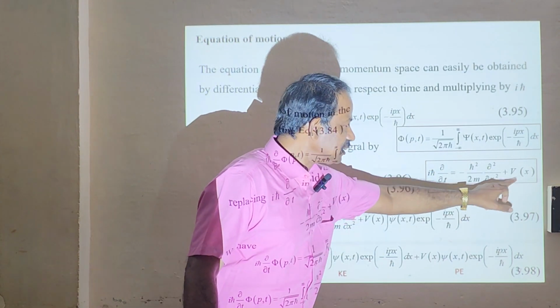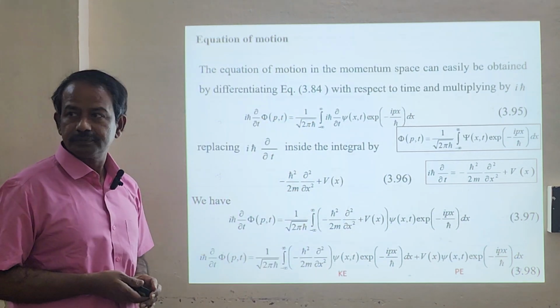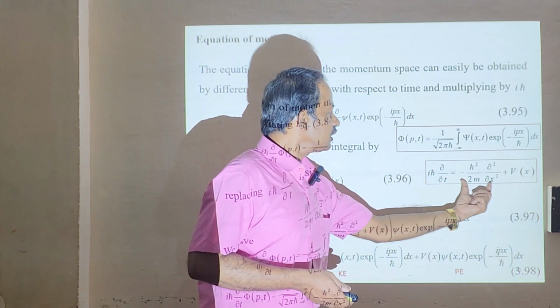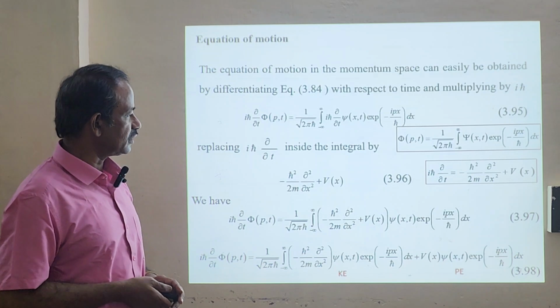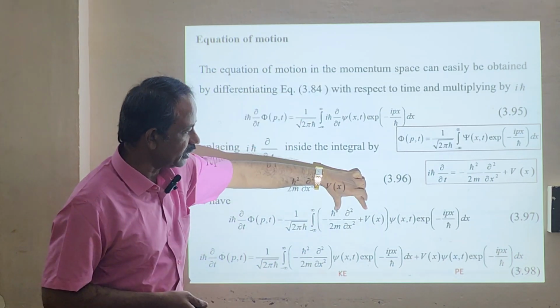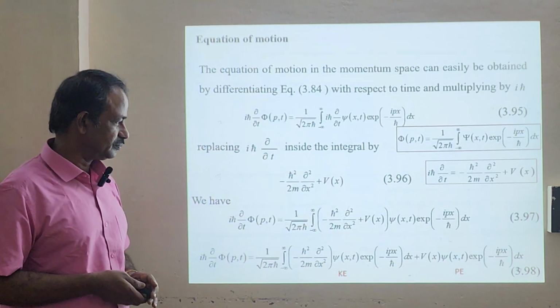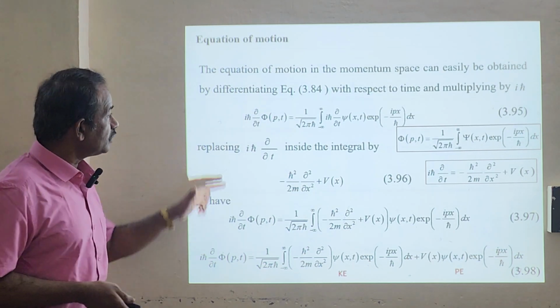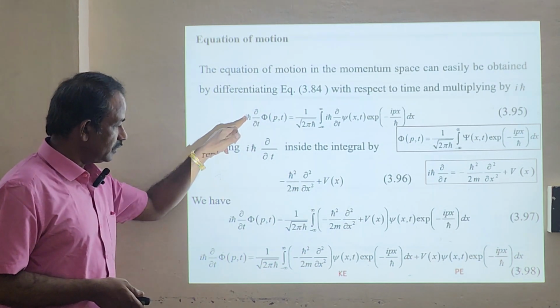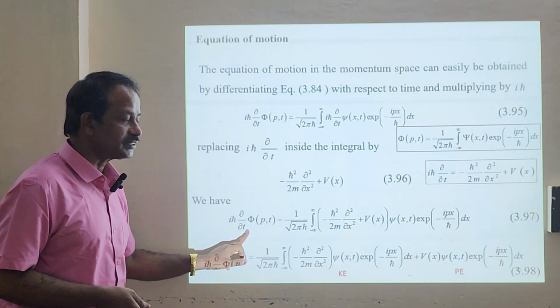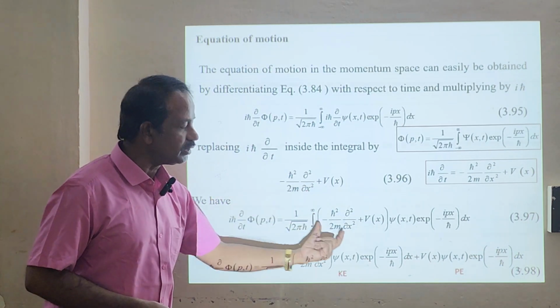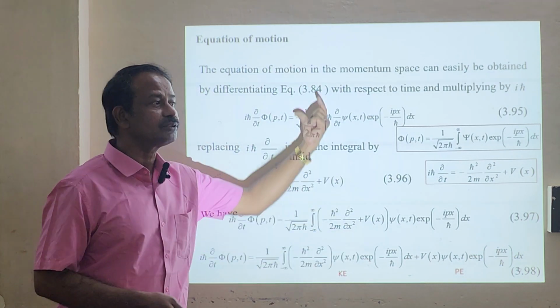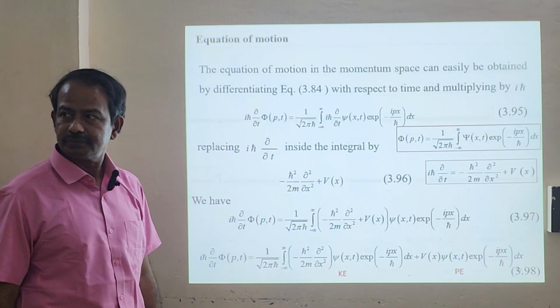We know i h cross d by dt is given by kinetic energy plus potential energy. We know already, the total energy is equivalent to kinetic energy plus potential energy. So instead of this, I can write kinetic energy plus potential energy. I h cross d by dt stays the same on the left-hand side. On the right-hand side alone, we have included kinetic energy and potential energy instead of total energy.